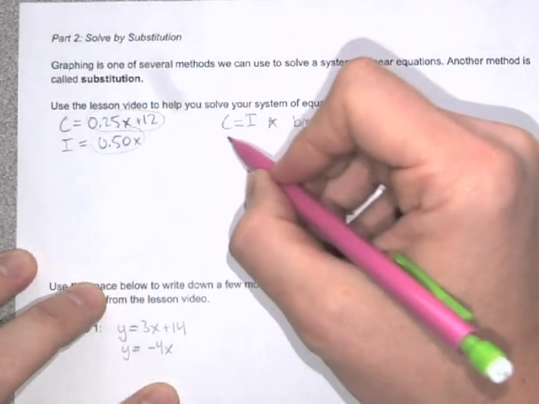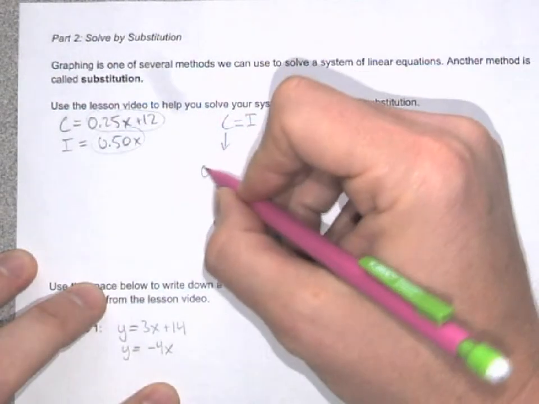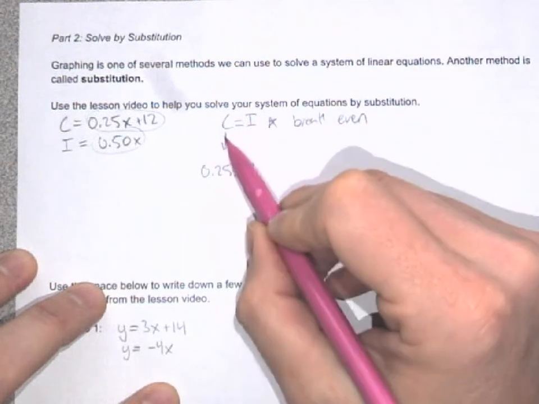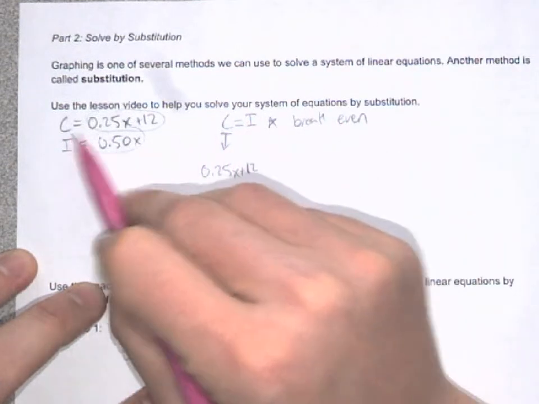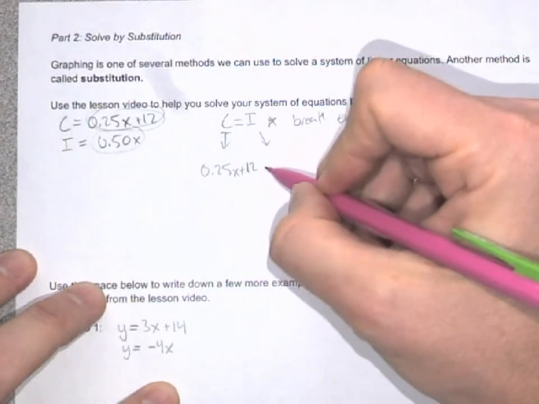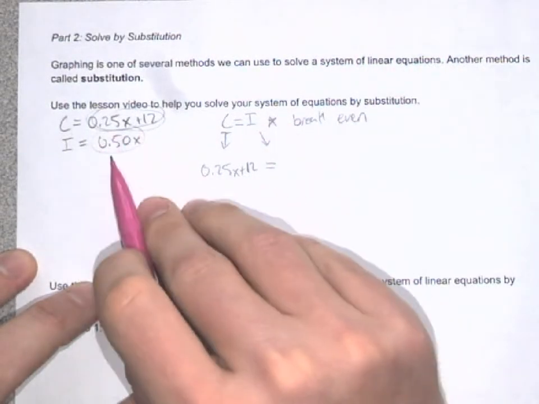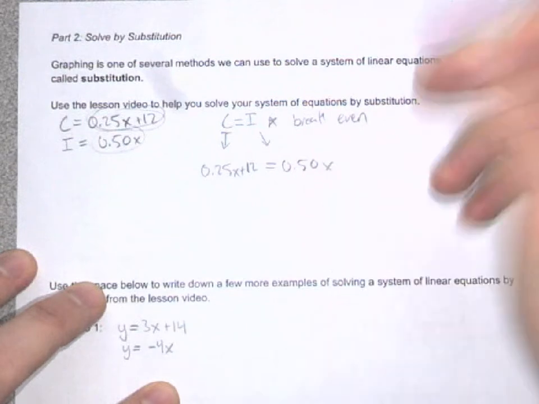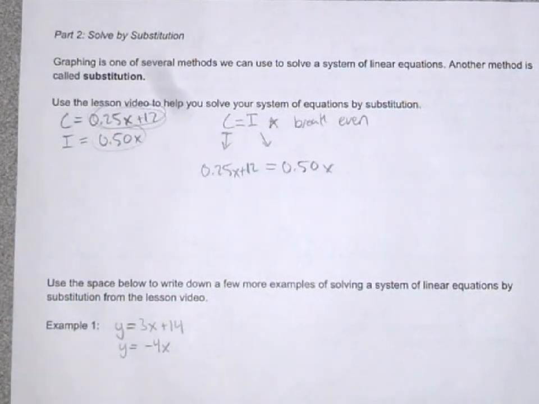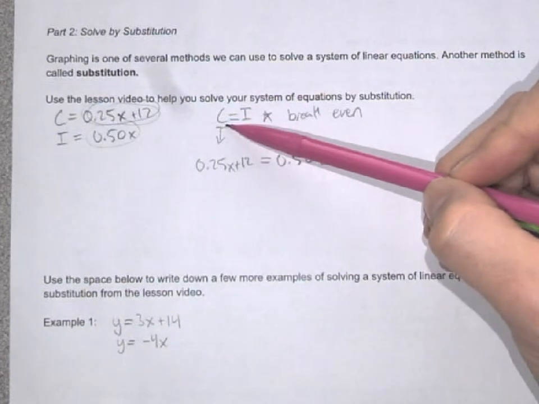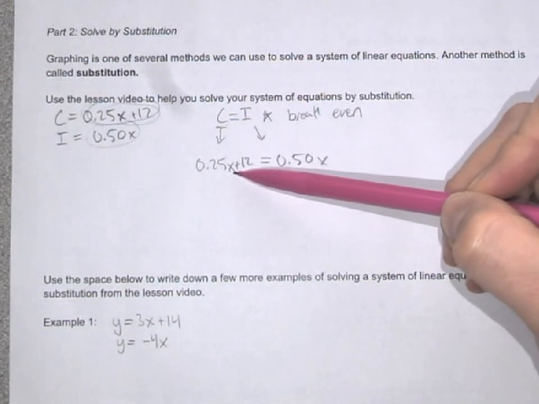So what is C? C is actually 0.25x plus 12. So I'm replacing the C variable with the expression that it's equal to. Okay, what is I equal to? Well, we have this expression as well. I is equal to 0.50x. Okay, so this is called substitution because I replaced C, the cost, with the expression that it's equal to.